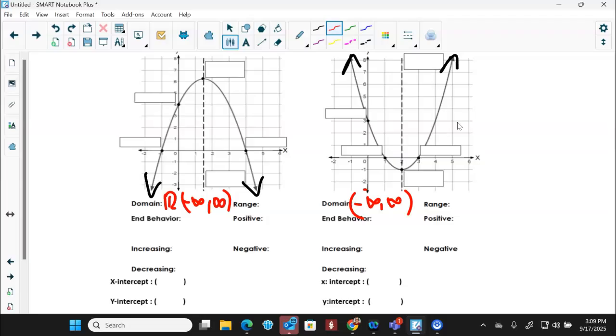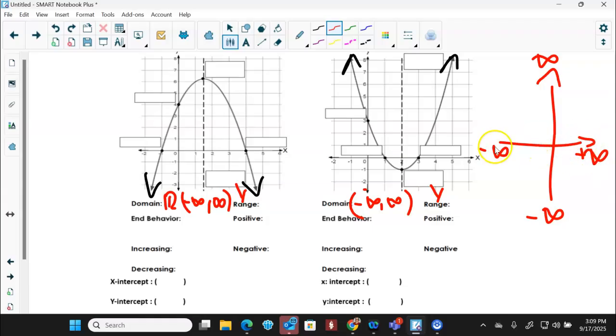Now range, and remember, we always read everything left to right. Range is up and down. That is your y-axis. For range, we are either going to start at a number and go up, or we're going to start at negative infinity and go up, because a function is always read from negative to positive. So we go left to right, bottom up.